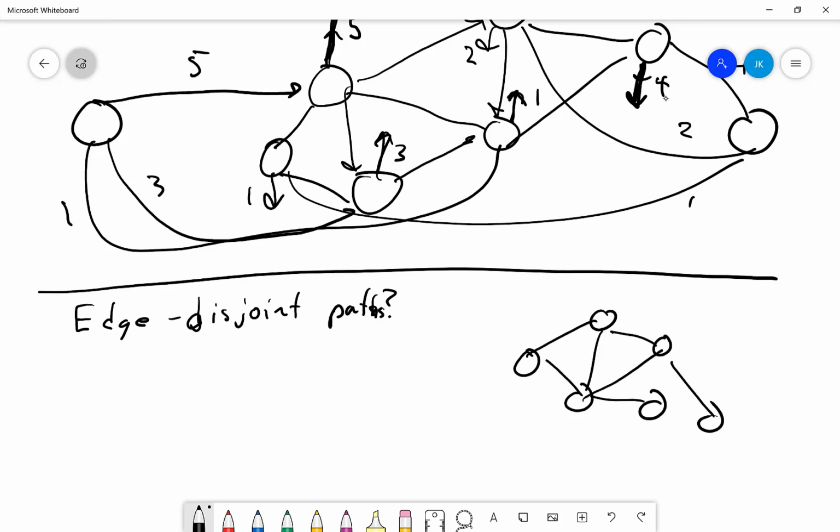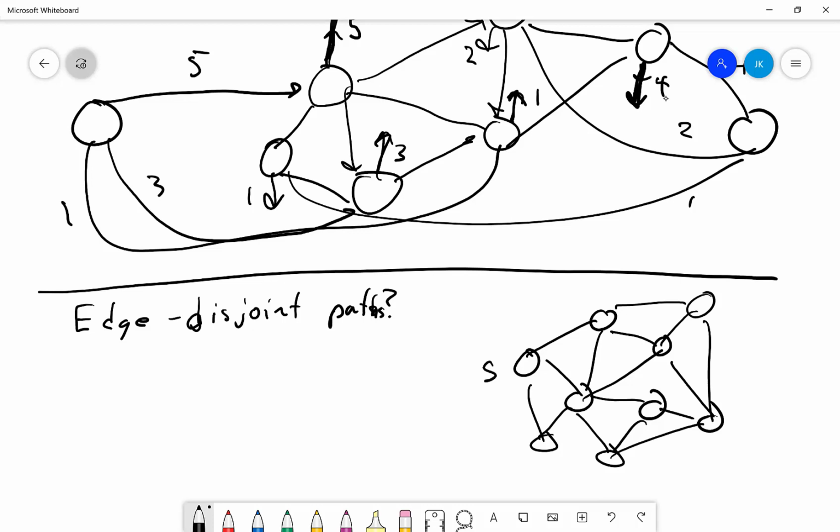If I have a bunch of nodes connected in a network, the question might be, how many different ways are there for me to get from the source to the destination without ever repeating an edge? You can solve this with max flow by putting a capacity of 1 along each edge. The idea is you either use the edge or you don't. If that capacity gets used, you can't ever use that edge again.